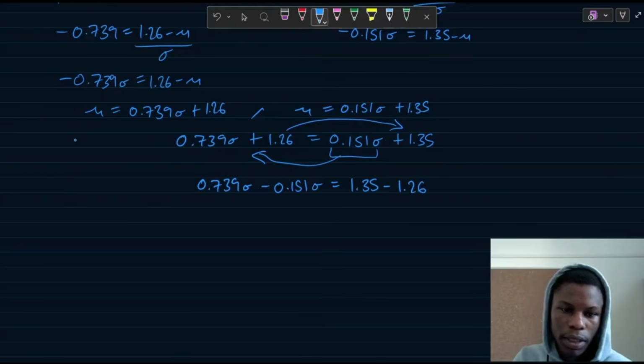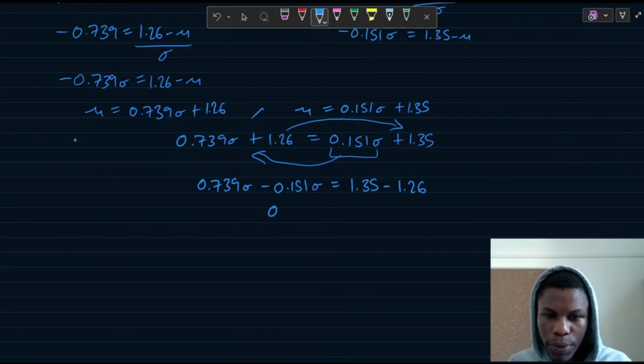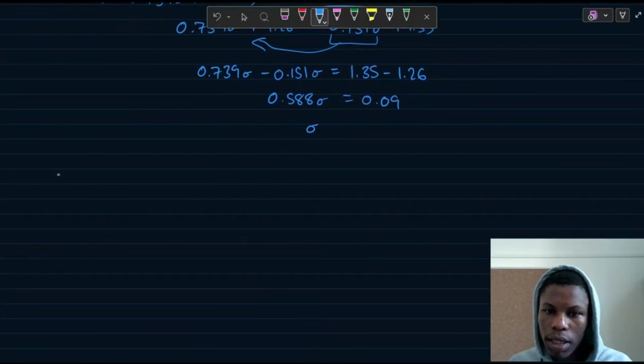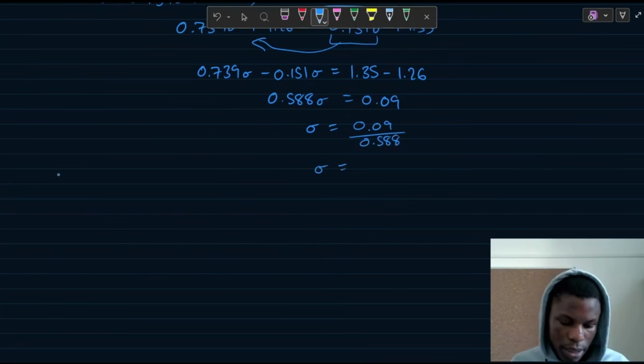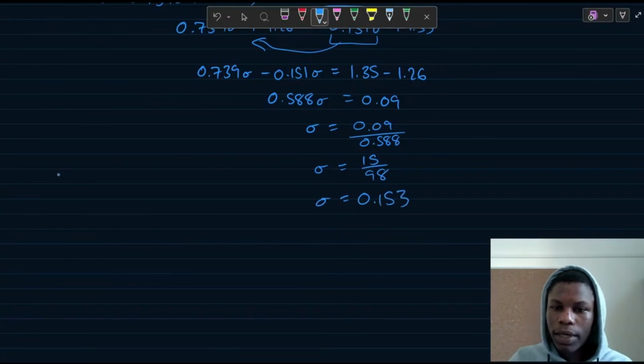1.26. Okay. So on the left, I've got 0.739 minus 0.151, and so 0.588 sigma. And on the right, I have 0.09, and so sigma has to be 0.09 divided by 0.588. So sigma is 0.09 over 0.588. That gives us 15 over 98. To three significant figures, that's 0.153.